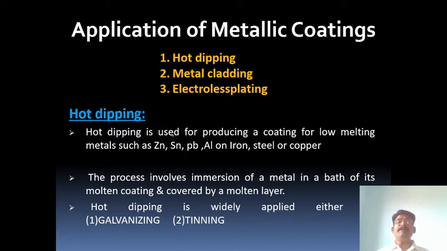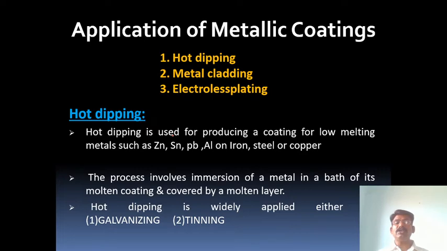In hot dipping, what metals can be used? Zinc, tin, lead, aluminium, and iron, steel or copper can be used for dipping. So hot dipping is used for coating with low melting metals.